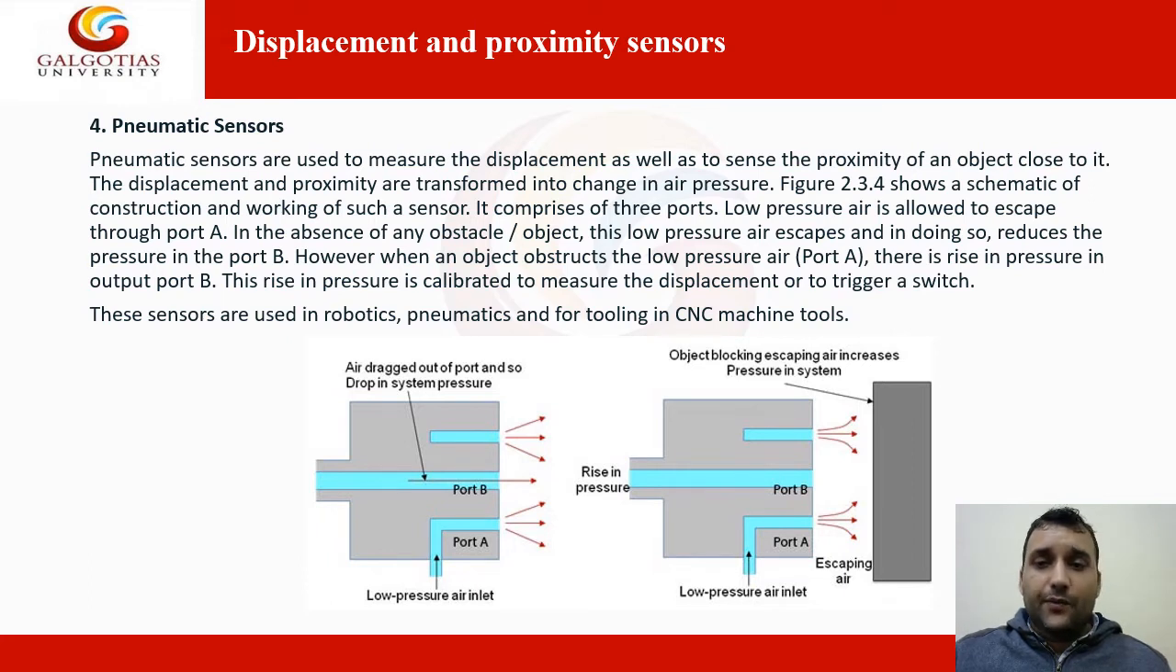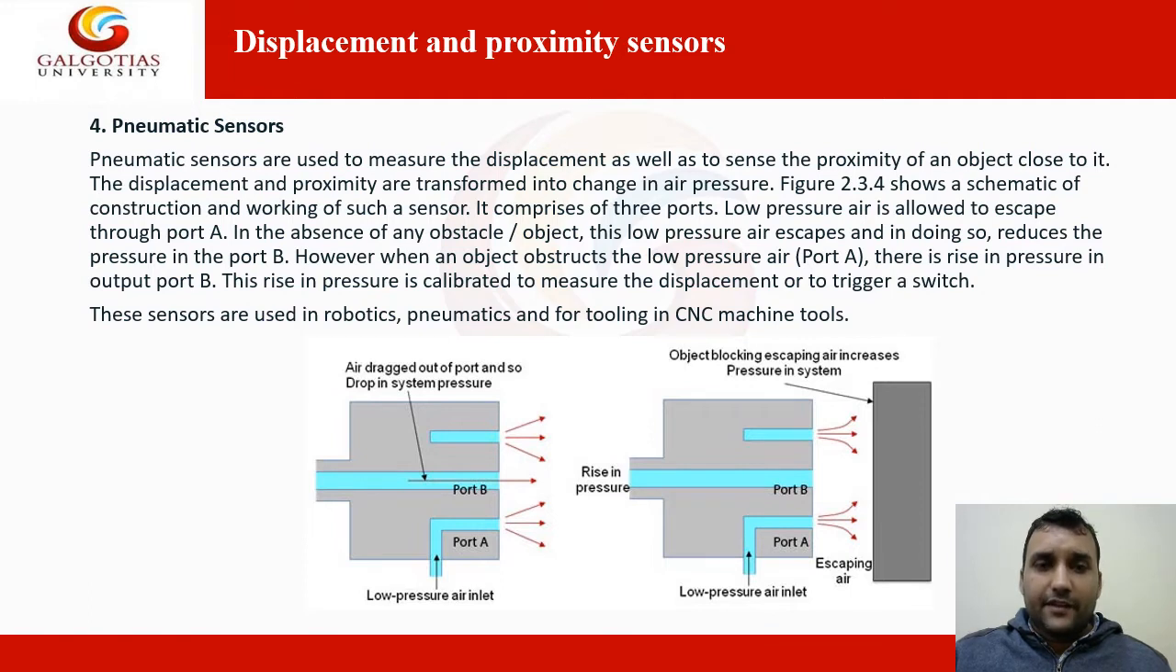However, when an object obstructs the low pressure air, that is port A, there is a rise in pressure at the output port B. The rise in pressure is calibrated to measure the displacement or to trigger a switch. These sensors are used in robotics, pneumatics, and tooling in CNC machine tools.